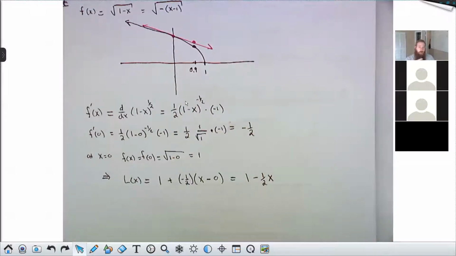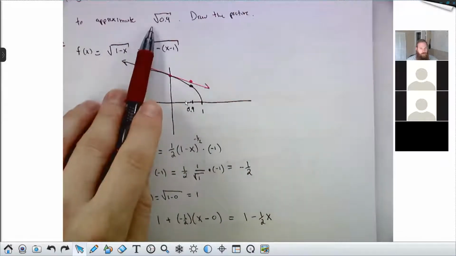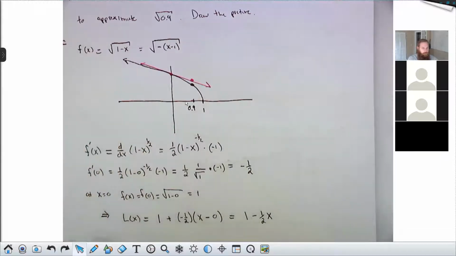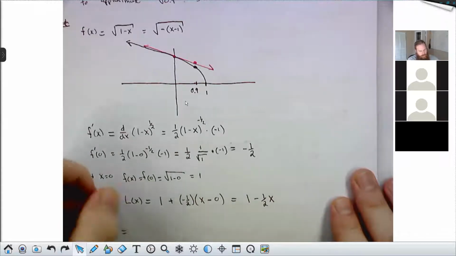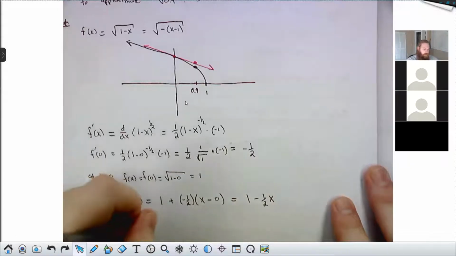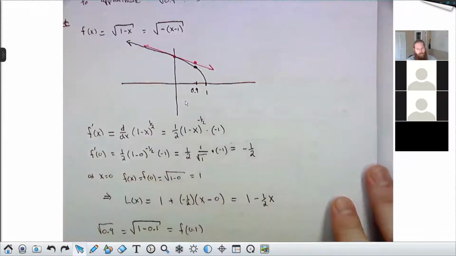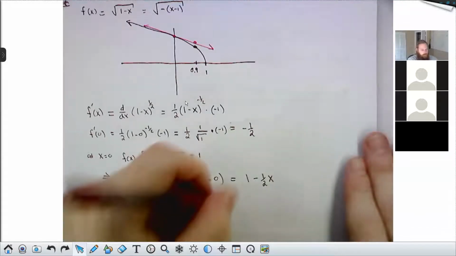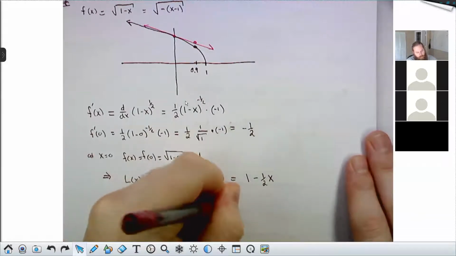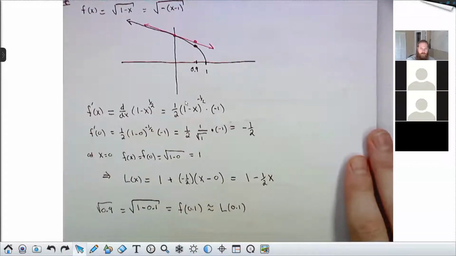So if I want to know the square root of a number, I figure out what I would plug in here to get the square root of that number. If I want the square root of 0.9, I'm plugging in what for x here? That's the square root of 1 minus 0.1, right? In other words, this is f of 0.1. And f of 0.1 should be very close to L of 0.1, because f of x is very close to L of x as long as you stay reasonably close to a.